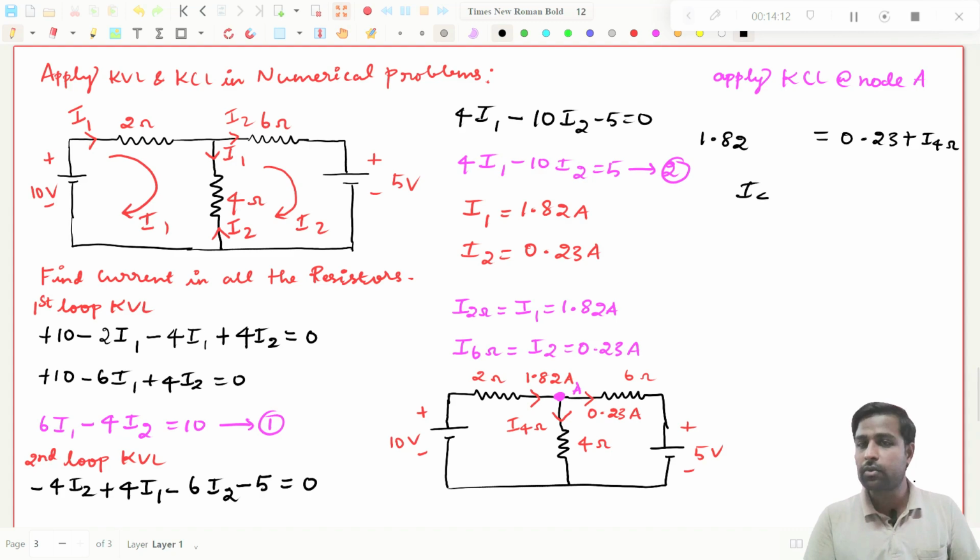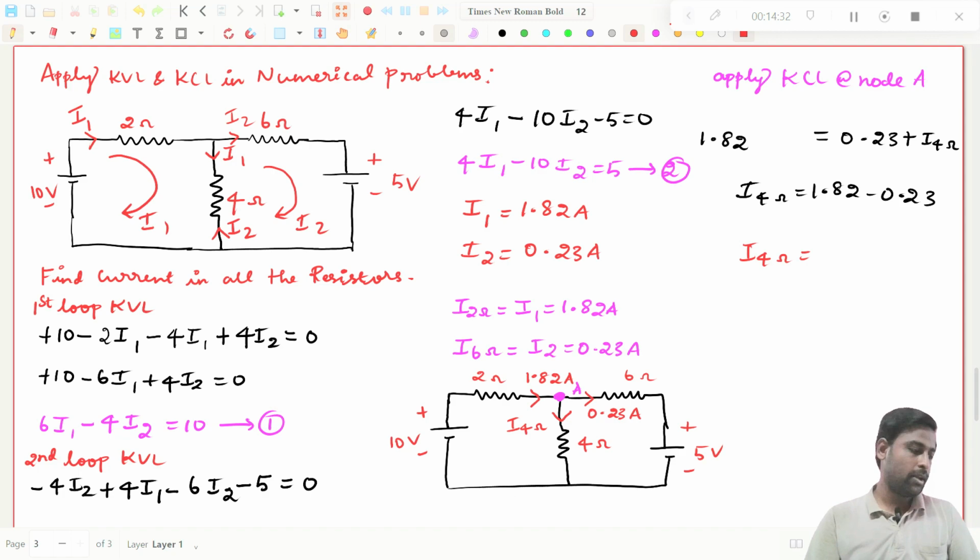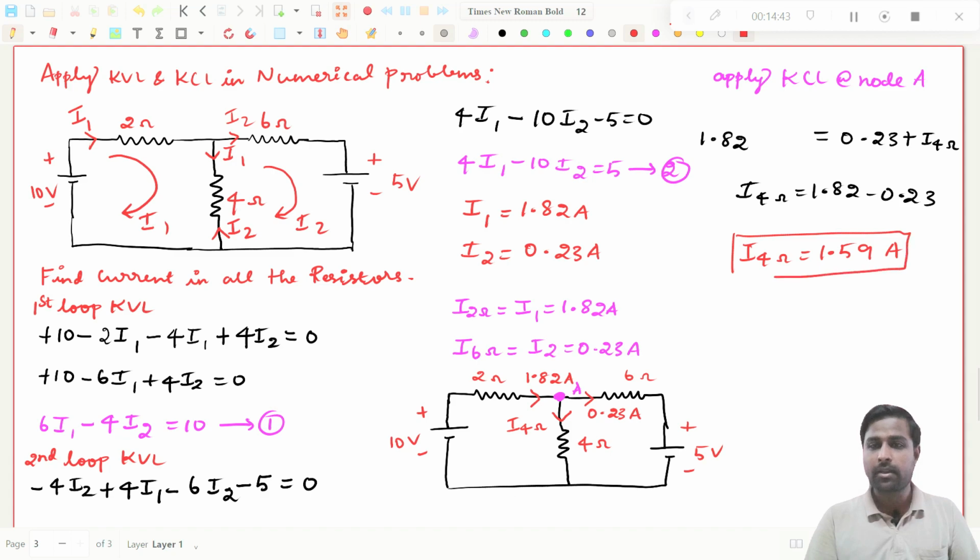So now you need to find what is I through 4 ohms. If you want to find I through 4 ohms, you bring this 0.23 to the other side. So you will get what? 1.82 minus 0.23, right? So now it is easy to understand that I through 4 ohms will be equal to what I am getting if I subtract these two. I will get 1.59 amperes. That's all.